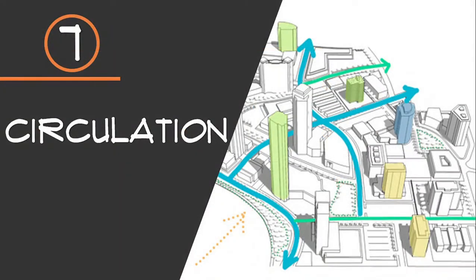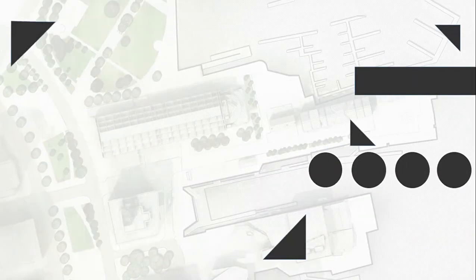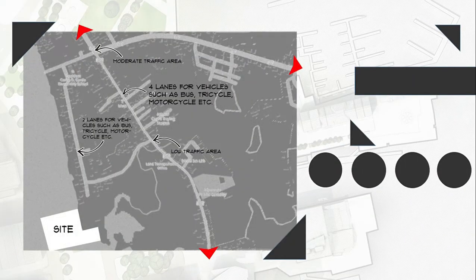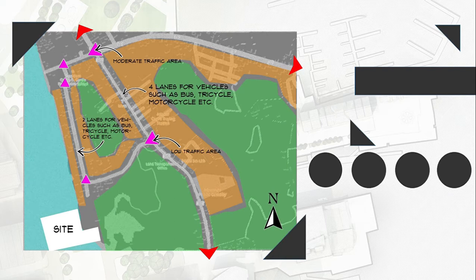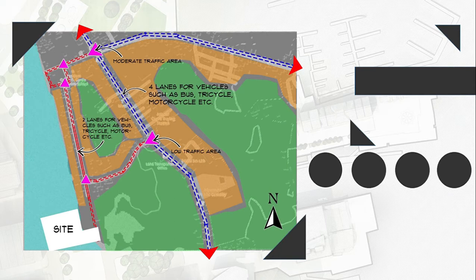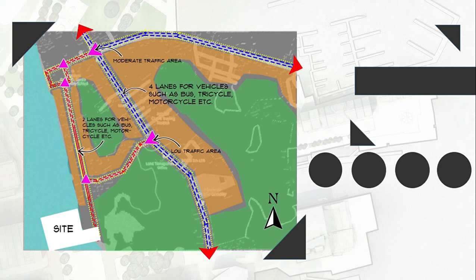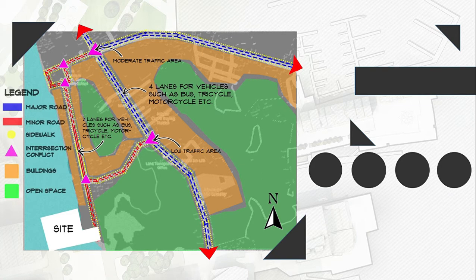The seventh element is the circulation. Circulation refers to the manner in which people move throughout a space and how they interact with the physical space around them. In this site analysis, we have three types of lines and colors. The blue lines that are longer in length are the major road. This has 4 lanes for different vehicles such as buses, tricycles, jeepneys, and motorcycles.